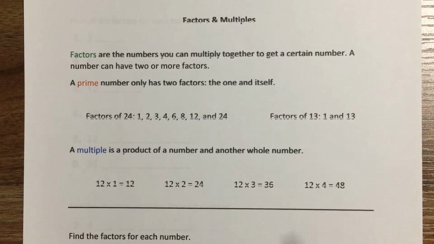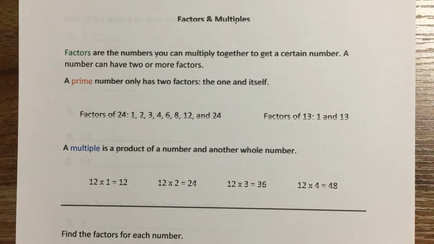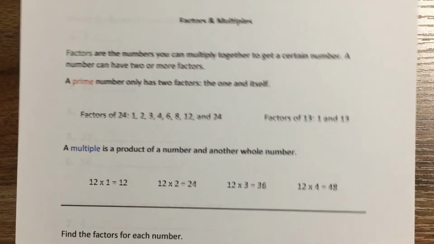48 is a multiple of 12. 12 times 4 is 48, so that would make 48 a multiple. You could say 12 times 100, okay, that would be 1,200 is a multiple of 12. 12 times a million, okay, 12 million is a multiple of 12.